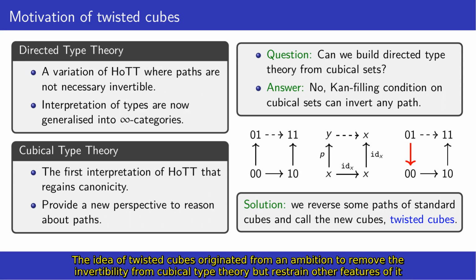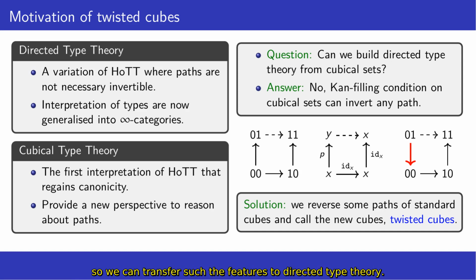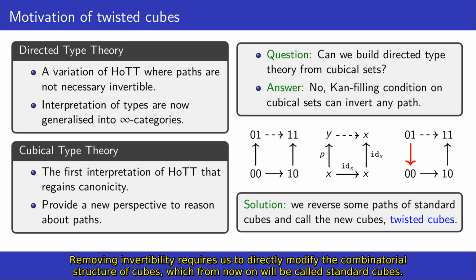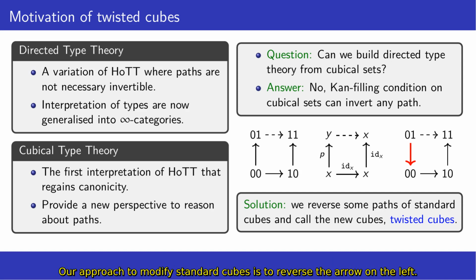The idea of twisted cubes originated from an ambition to remove the invertibility from cubical type theory, but retain other features of it so we can transfer such features to directed type theory. Removing invertibility requires us to directly modify the combinatorial structure of cubes, which from now on will be called standard cubes. Our approach to modify the standard cube is to reverse the arrow on the left.